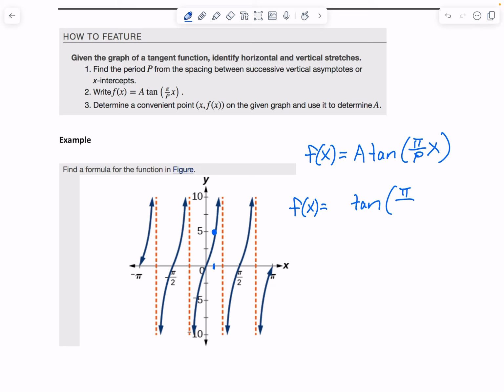whatever the period is. Well, you can see here's our pi over 2 here and a pi over 2 here. So this is a pi over 4 to a pi over 4. This is the length that we want. This is pi over 4 negative. We can just see it geometrically that it's half. So our period is a pi over 2.